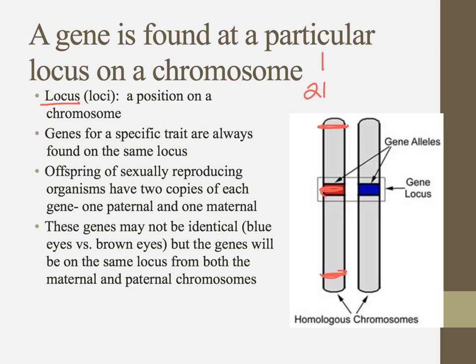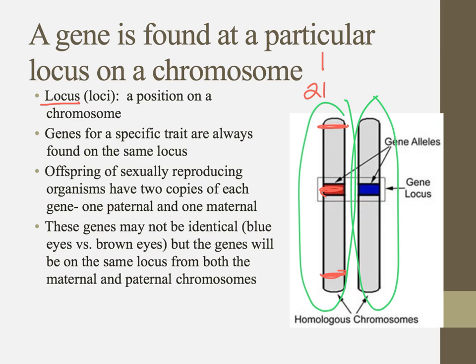Now we know that we get two chromosomes, these homologous pairs, one from the mom and one from the dad. And we know that we inherit a copy of a particular gene for each trait. Let's say this is the gene for blood type. That gene for blood type is going to be on the same chromosome in the same locus for the dad as it is for the mom. So genes from each parent for the same trait are found on the same numbered chromosome in the same locus.